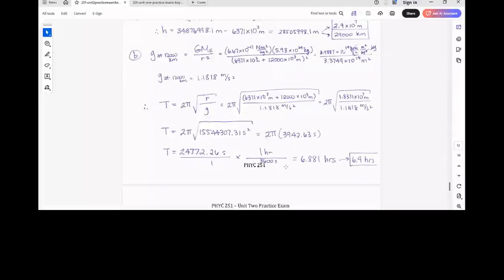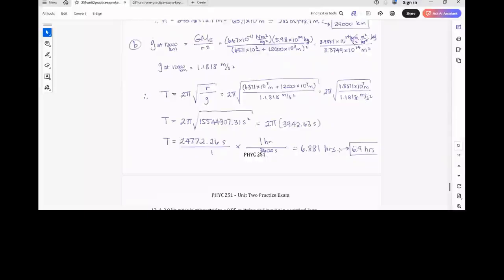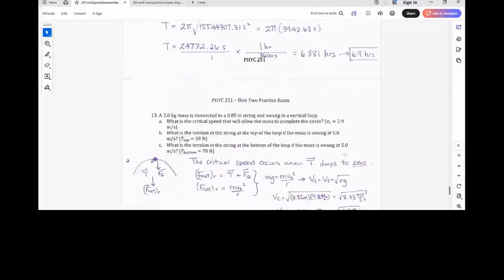24,772.26 seconds. But since 1 hour is 60 minutes with 60 seconds per minute, a single hour is 3,600 seconds long. So that's how we get to 6.881 hours. We can round that to 6.9 hours using the appropriate number of sig figs.